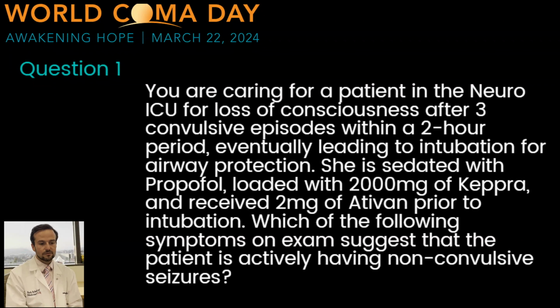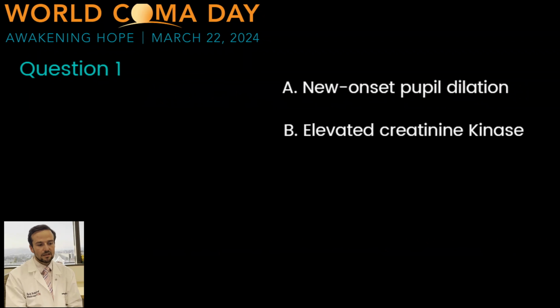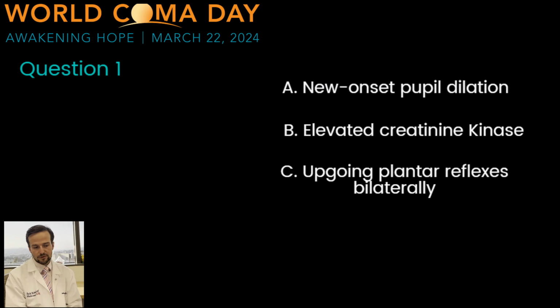So I would say, first of all, the question should say signs on exam, because a symptom is something that the patient tells you, and a sign is something you elicit, but that's not really what the question's asking. So new onset pupillary dilatation, yes. Elevated CK, unfortunately, anyone who has a convulsive seizure will have an elevated CK, so that's not particularly specific for ongoing seizure. Upgoing plantar reflexes, you can see that either ictally or post-ictally. It is also non-specific to seizure itself. You can have that from diffuse cerebral dysfunction.